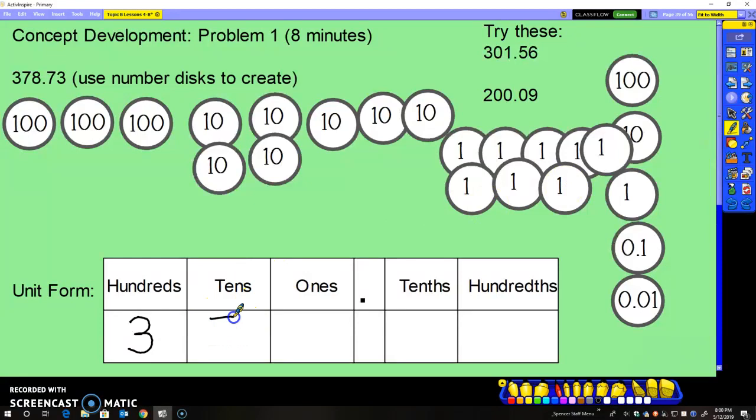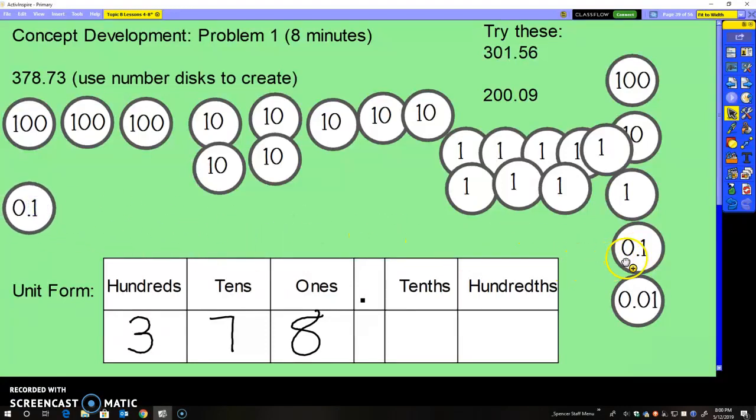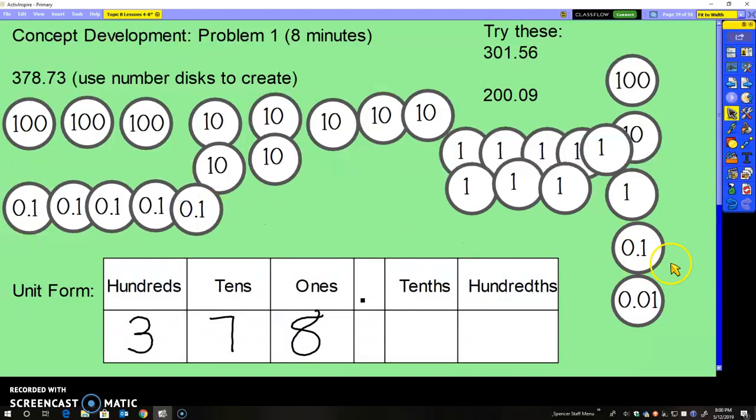We have 7 tens, 8 ones, and now we're on to our tenths. Our tenths is that place value right after the decimal. So I have 7 tenths. I'm going to put them over here. Notice how I'm grouping these in 10 frames, 10 frame format, so they're nice and neat. So yours should be nice and neat. 7 tenths.